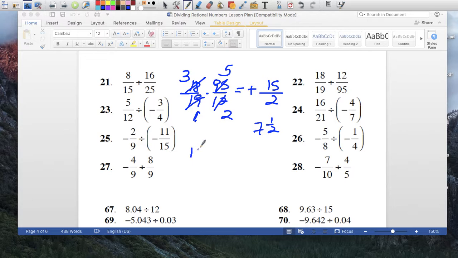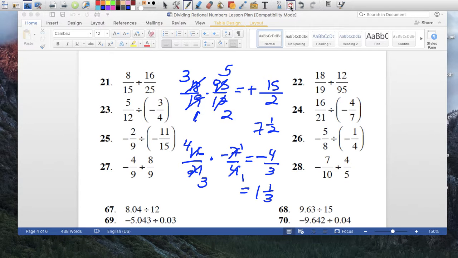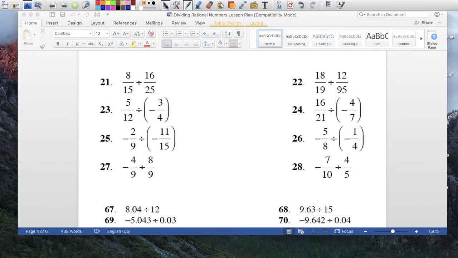Let's do 24. 16 over 21 times negative 7 over 4. I use the reciprocal. A lot of simplifying I can do. 7 divided by 7 is 1, 21 divided by 7 is 3, 4 divided by 4 is 1, and 16 divided by 4 is 4. I'm done simplifying. It's going to be negative because it's a positive times a negative. 4 times 1 is 4, and at the bottom, 3 times 1 is 3. So that gives me 1 1/3. Okay, the rest should be okay.